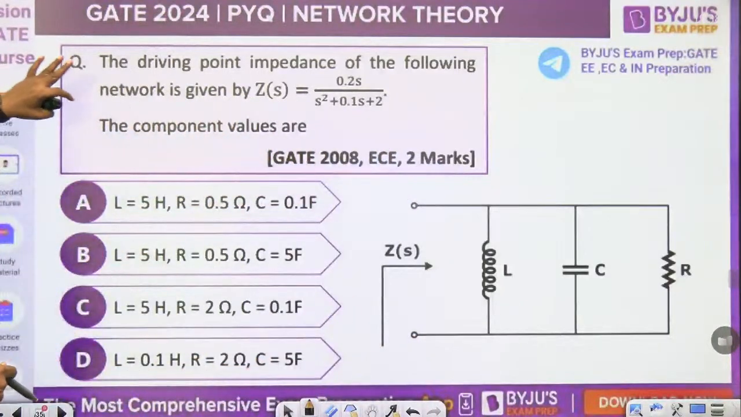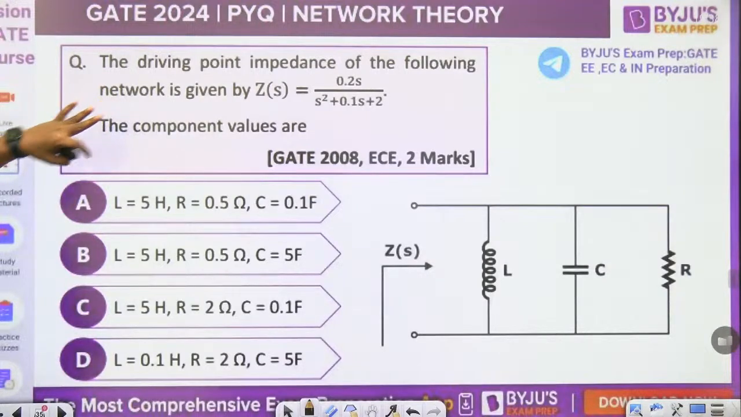So the driving point impedance of the following network is given by. The component values are, these are the 3 connected in series.